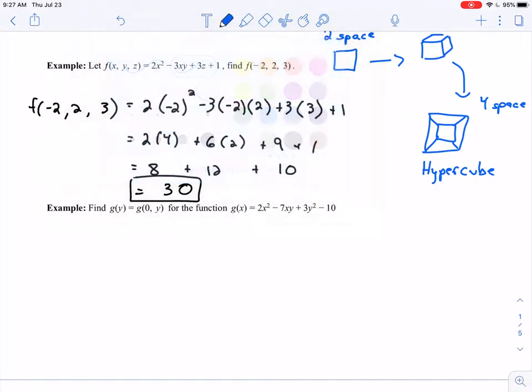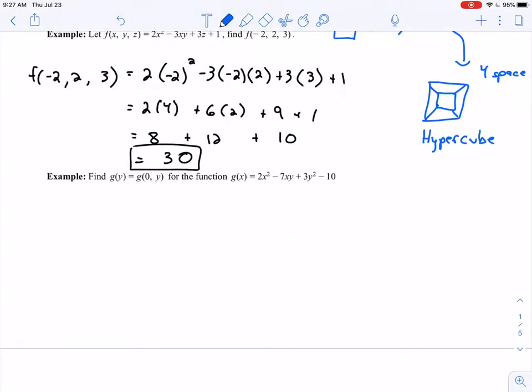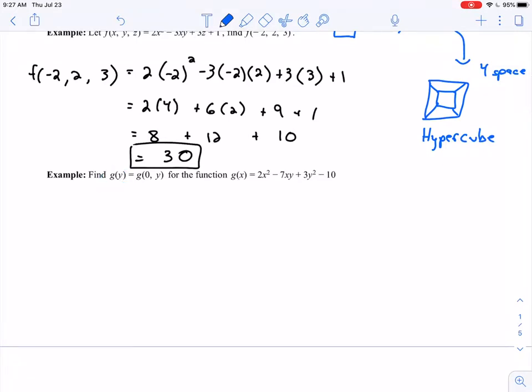The last example here for this section, like I said, this is a really short section. Here I want to find g of 0, comma y, for the function, and here I have a typo, g of x, comma y is equal to 2x squared minus 7xy plus 3y squared minus 10. So when we look at g of 0, comma y, hopefully we can guess what we're going to be doing. I'm going to plug 0 in for my x value, and y I'm actually going to leave alone.